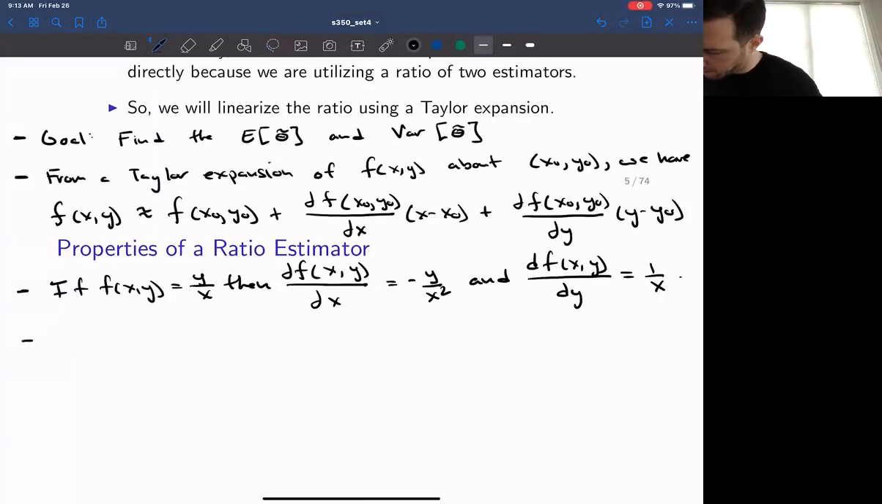All right. Okay, so now what we'll do is we'll utilize these expressions and the actual quantities that are of interest to us in the ratio estimation procedure to find an expression for the expected value. And then we'll do a similar thing for the variance.